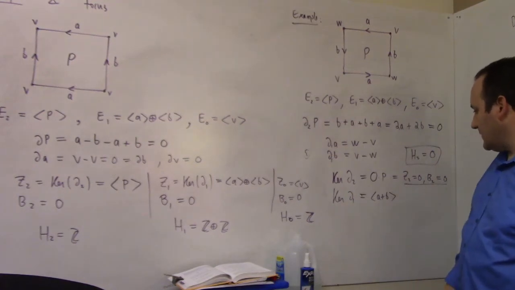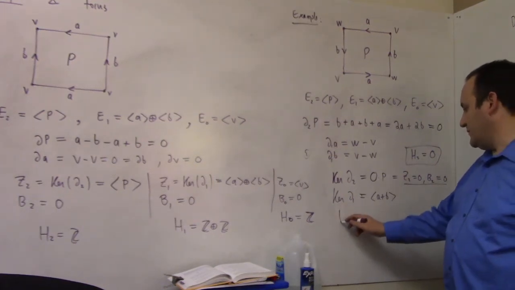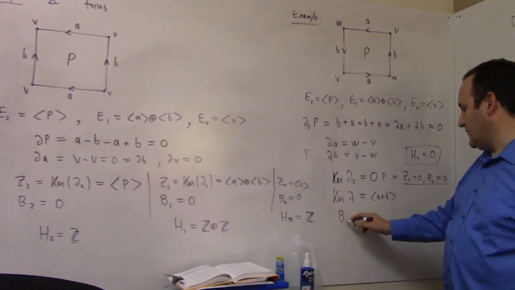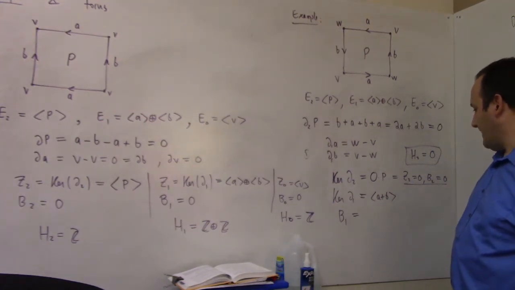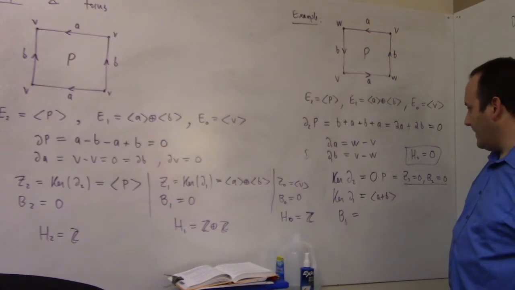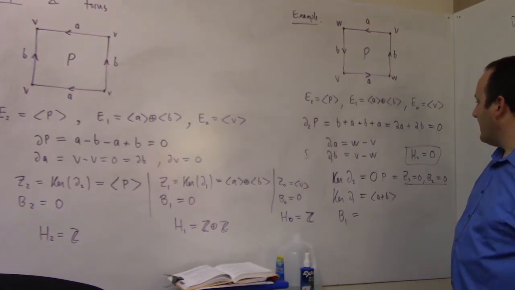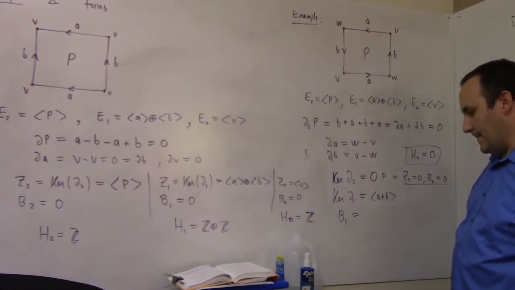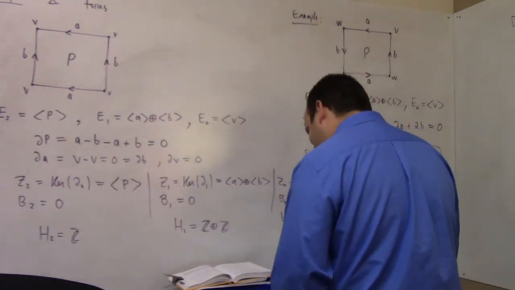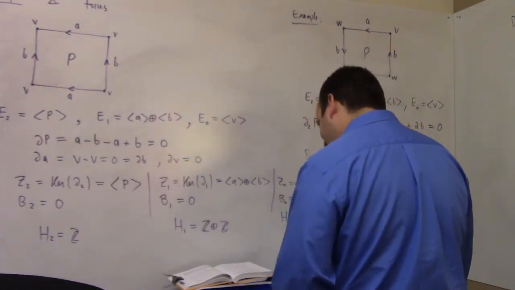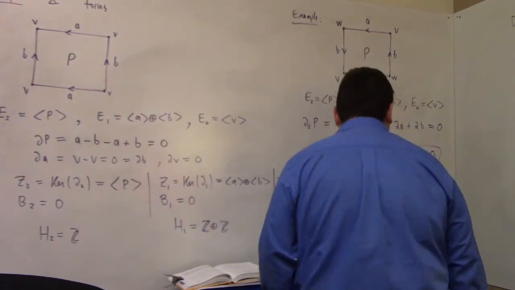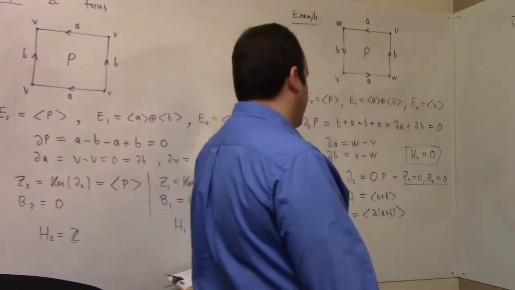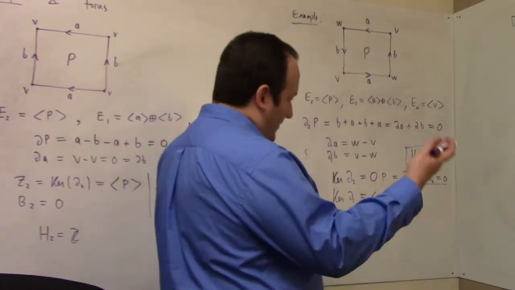And what is in B1? It says it's the group generated by 2 times A plus B. I don't understand that. Oh wait, no, yeah. From what we got, the boundary of P is 2 times A plus B. Oh, right. Yeah.